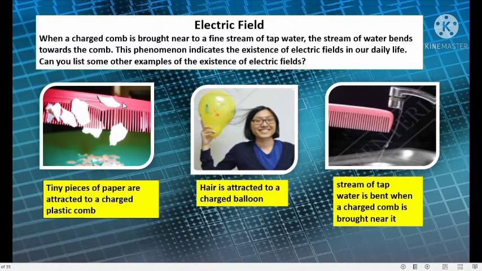All these situations show the existence of electric fields between the comb and the paper, between the balloon and the hair, between the comb and the stream of water. Can you list some other examples of the existence of electric fields? So we discuss more on this topic of electric field.